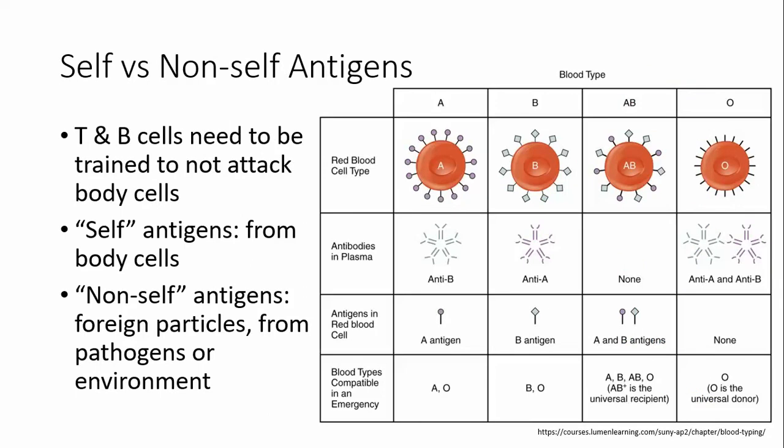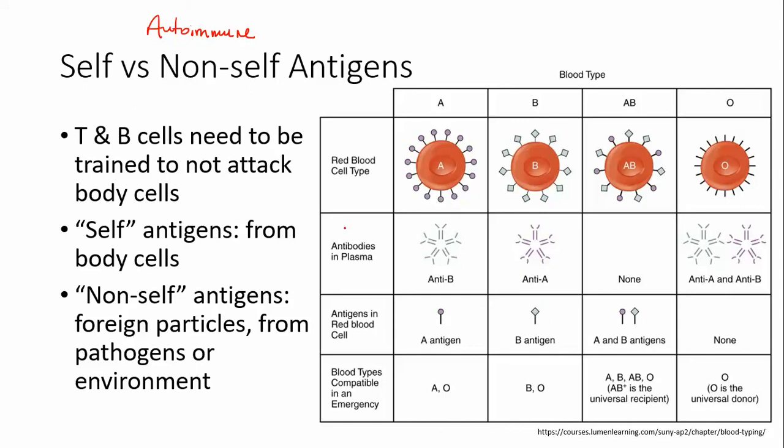Now, you have to make sure, though, that your B and T cells do not react to your own cells, because if they start attacking your own cells, that's what causes what we call an autoimmune disorder. If it's autoimmune, that literally means self-immune. Doesn't mean you're immune to yourself. It means your immune system attacks yourself.